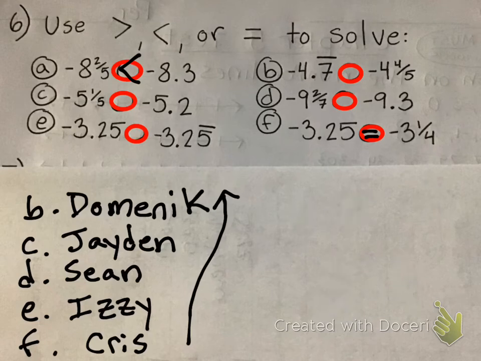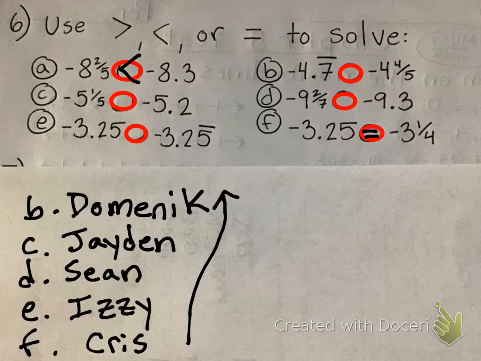Excellent. Izzy, what did you get for letter E? I got that the 3.25 is bigger than that one. The first one or the second one? Which one? Second. So you think this one's bigger? So let's see who agrees with her. Thumbs up if you agree. Thumbs down if you don't agree. So we're seeing a mix. Let's see what it is.